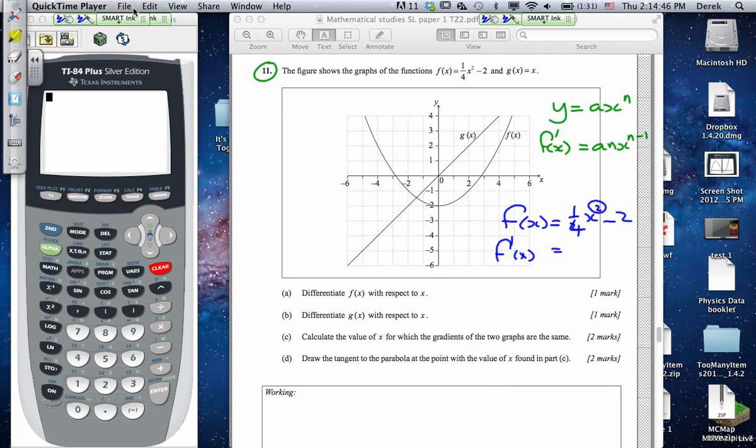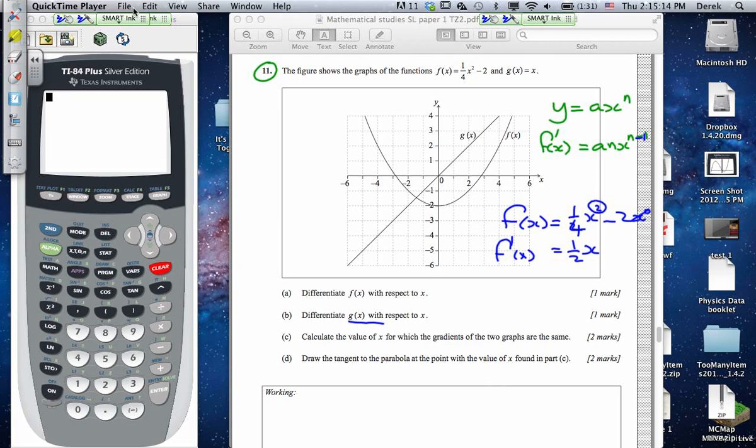Now I would just do this all on my calculator, all on your calculator if I was you. So 2 times the quarter is equal to a half x, and then 2 minus 1, remember your minus 1, is going to be 1, so it's going to just be a half x. This minus 2, any constant when you differentiate it, just goes to 0 because it's got an x to the 0 in front, so it's 0 times 2, which is equal to 0. So that's for f prime of x.